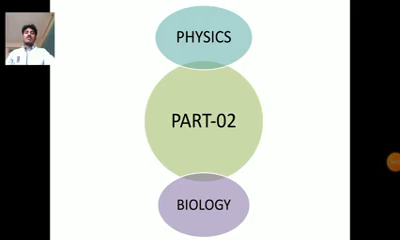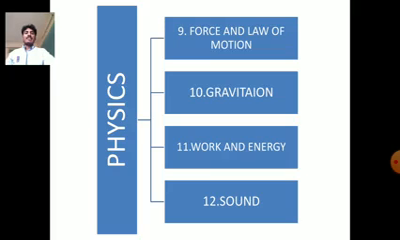And next one is part 2. It contains only two major topics. The first one is physics and the second one is biology. In physics, there are four major topics. The first one is force and laws of motion. In this chapter, we learn balanced and unbalanced forces, and how to balance a force. Next are the first law of motion and the second law of motion, and the mathematical formula of the second law of motion and first law of motion.